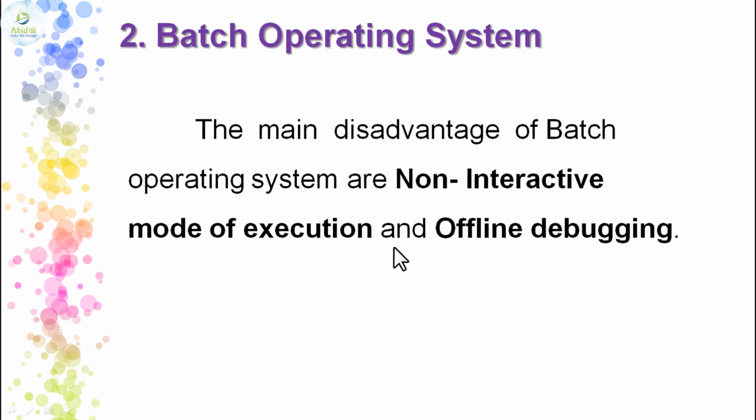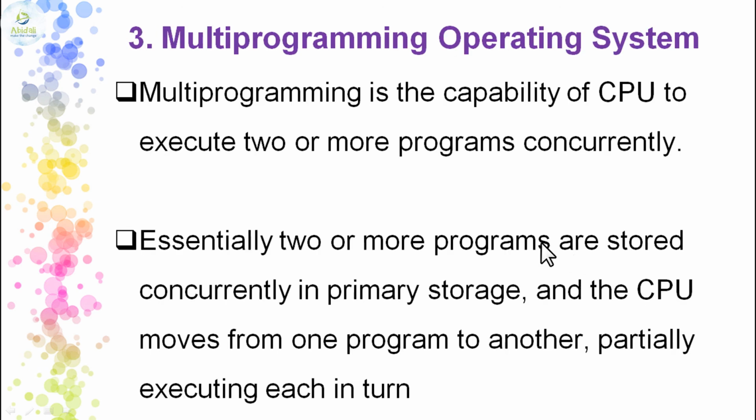In the next class we'll look at other operating systems, but before that we have the advantages and disadvantages. Advantages we have seen. The main disadvantage of the batch operating system is non-interactivity. You cannot interact with the program during execution, and it is debugged offline, with no online debugging.